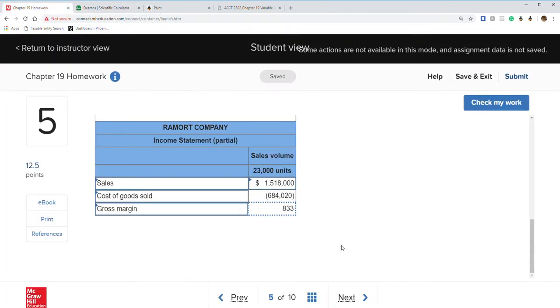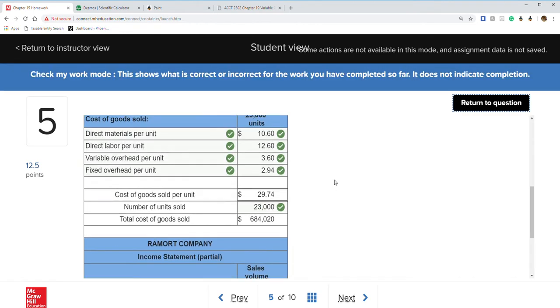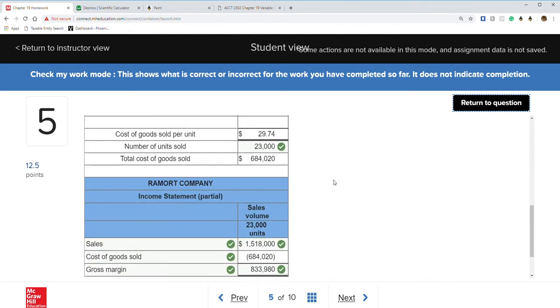833,980. Okay, let's check. That side's good. That side's good. We're good to go.